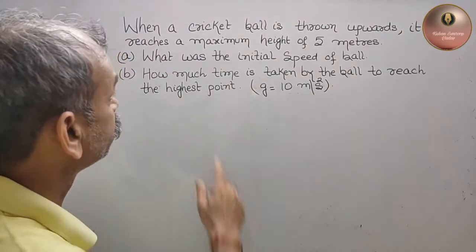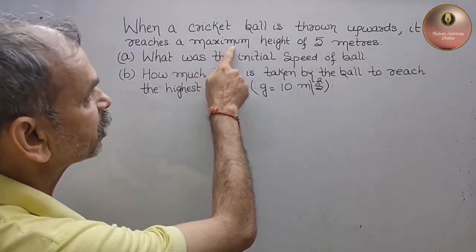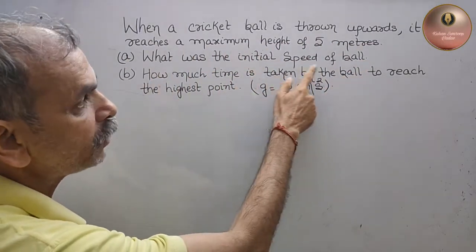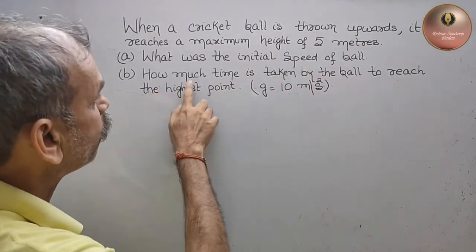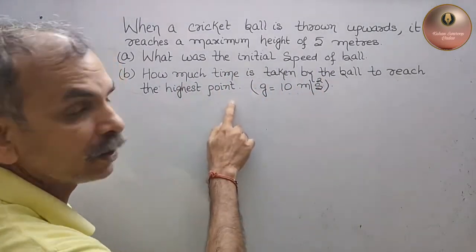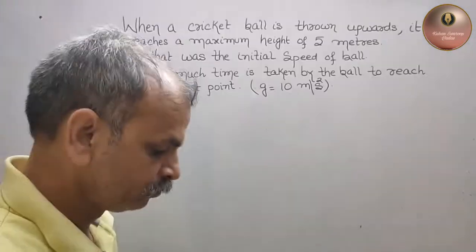Your question is, when a cricket ball is thrown upward, it reaches a maximum height of 5 meters. What was the initial speed of the ball? How much time is taken by the ball to reach the highest point, where they have given g is equal to 10 meters per second square.